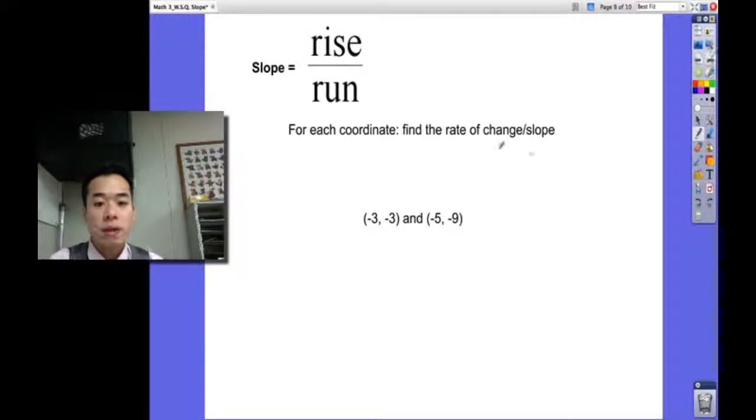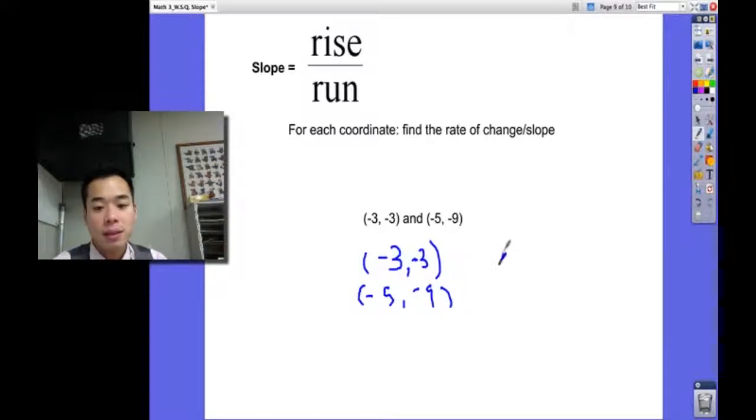Why don't you go ahead and find the slope for this one? Now remember your positive and negative integers and the rules about adding opposites and adding negatives. You can pause the video or you can just continue on with me. Again, for each coordinate, find the rate of change or the slope. So they gave me the points -3, -3, and -5, -9. All I gotta do is stack them on top of each other: -3, -3, on top of -5, -9.